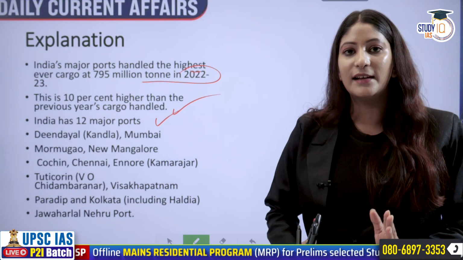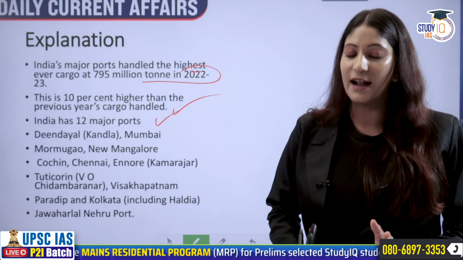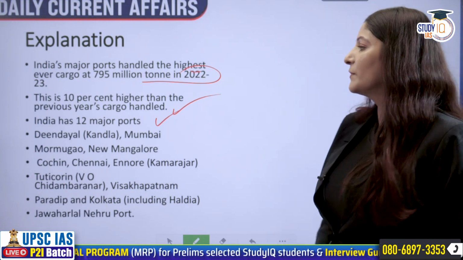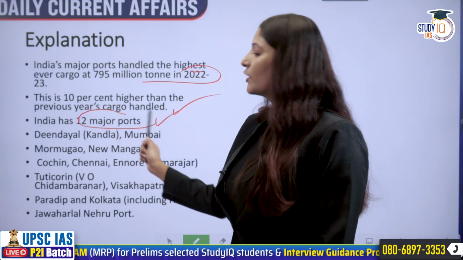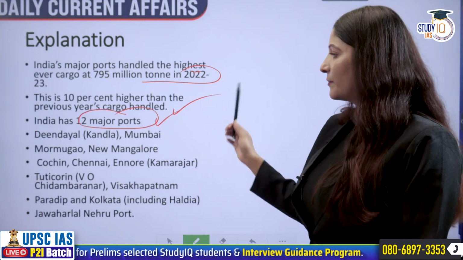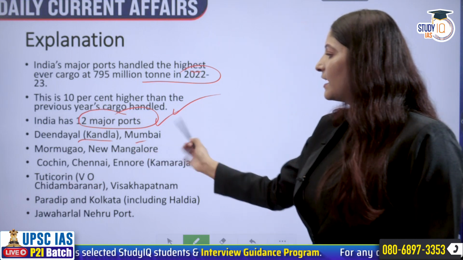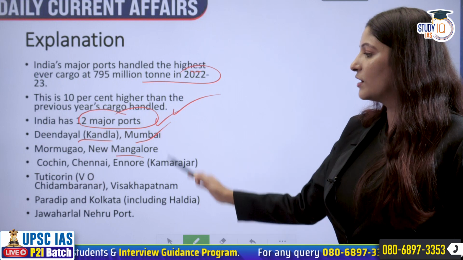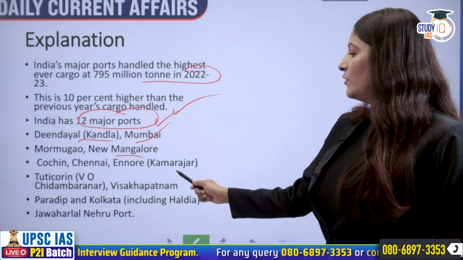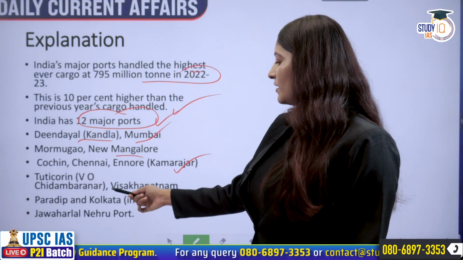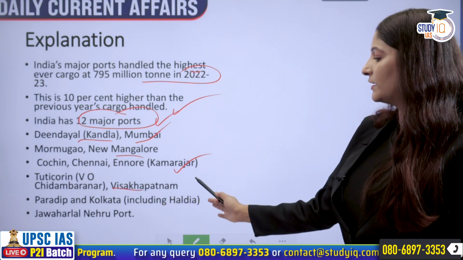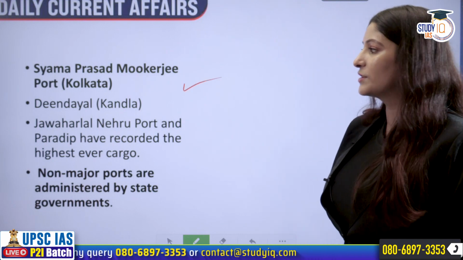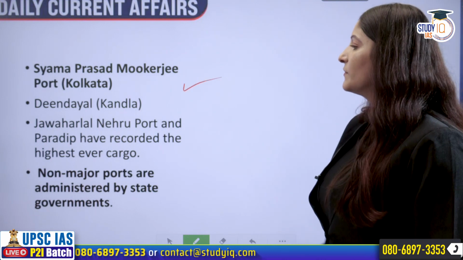So until and unless the data gets updated over there, I will stick to 12 ports, because UPSC will see the government website only. So India has 12 major ports. You can also visit the website of the Ministry of Ports and Shipping. You will see that Deen Dayal is Kandla, Mumbai, Marmugaon, New Mangalore, Cochin, Chennai, Ennore, Kamarajar, Tuticorin, then Vishakhapatnam, Paradweep and Kolkata, including Haldia, JNPT, and Shama Prasad Mukherjee Port in Kolkata. Deen Dayal is also in Kolkata.